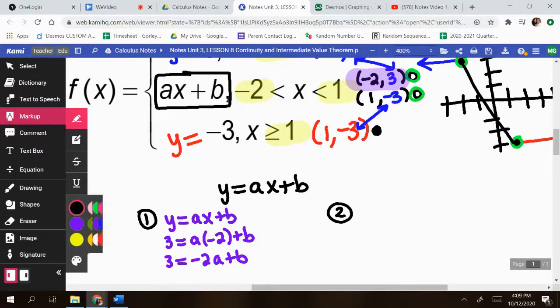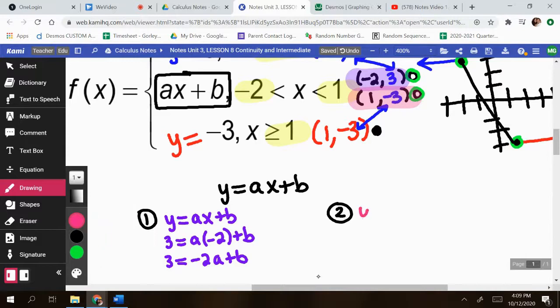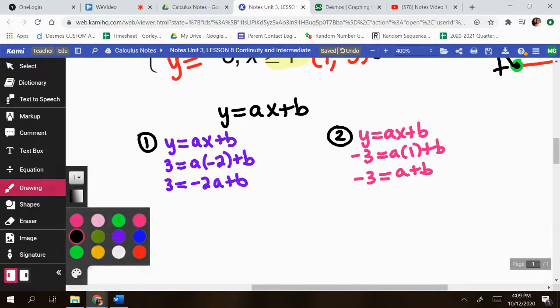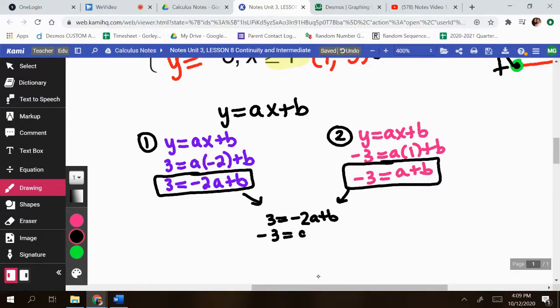Now let's go ahead and take a look at the second point, (1, -3), and imagine what it would look like to plug in 1, negative 3. Instead of y = ax + b, y would be negative 3 and x would be 1. Simplifying, we get -3 = a + b. Okay, so I have two equations, and now I'm going to create a systems of equations problem to help us solve for a and b. If I put these together, I'd have 3 = -2a + b, then we'd have -3 = a + b.